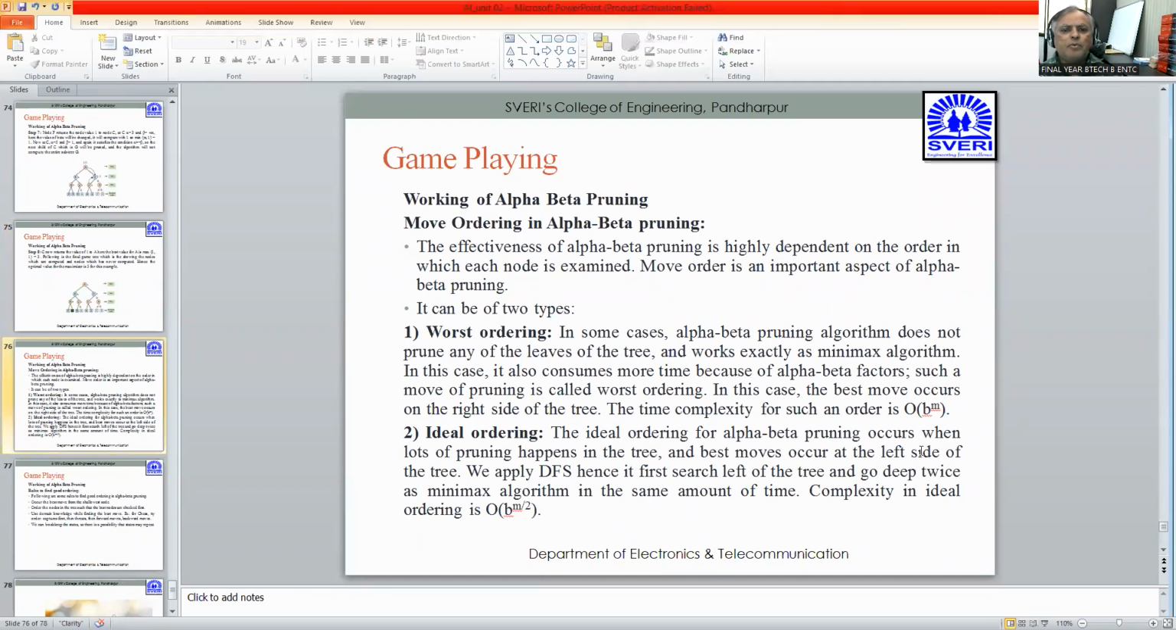Working of alpha beta pruning, there is one more concept that we are going to see, two types. The effectiveness of alpha beta pruning is highly dependent on the order in which the nodes are examined. So obviously, which node is examined when will depend on that. Move order is an important aspect of alpha beta pruning. Now it can be of two types. The first is worst ordering and the second one is ideal ordering.